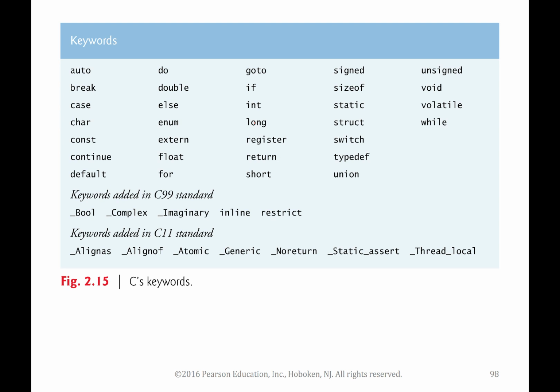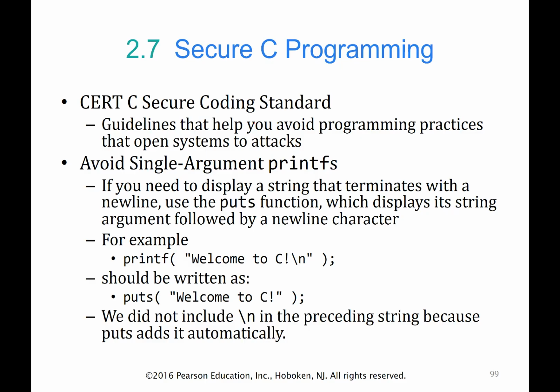And also notice the things that have been added in the C99 standard, which was in 1999. They added _Bool as the type, _Complex, _Imaginary. In the standard for 2011, they added these others, and to be honest with you, I've never used any of these other ones.